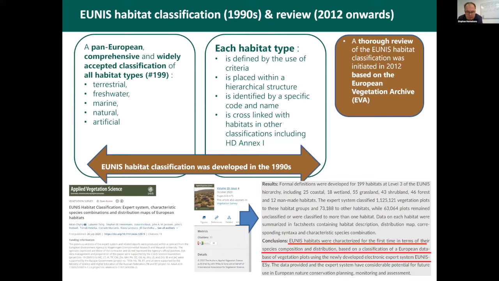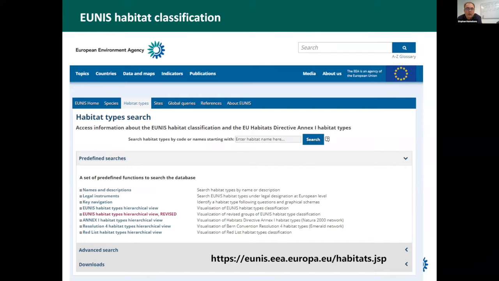And below you see in classification an article in which also Stephen Hennekens was involved. And it shows also that EUNIS has undergone a thorough review, which started in 2012 onwards. And that is also based on the data from the European Vegetation Archive. So in fact, the EUNIS habitat types were characterized for the first time in terms of their species composition and distribution. That didn't exist before. So before, the EUNIS habitat classification was a nice list of habitat types, but didn't have any description. A lot of information on the EUNIS habitat classification you can also find on the internet.